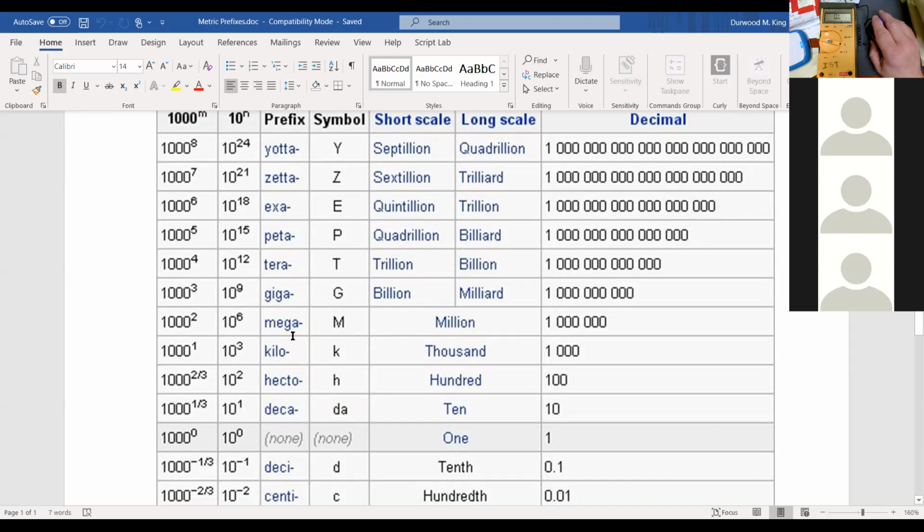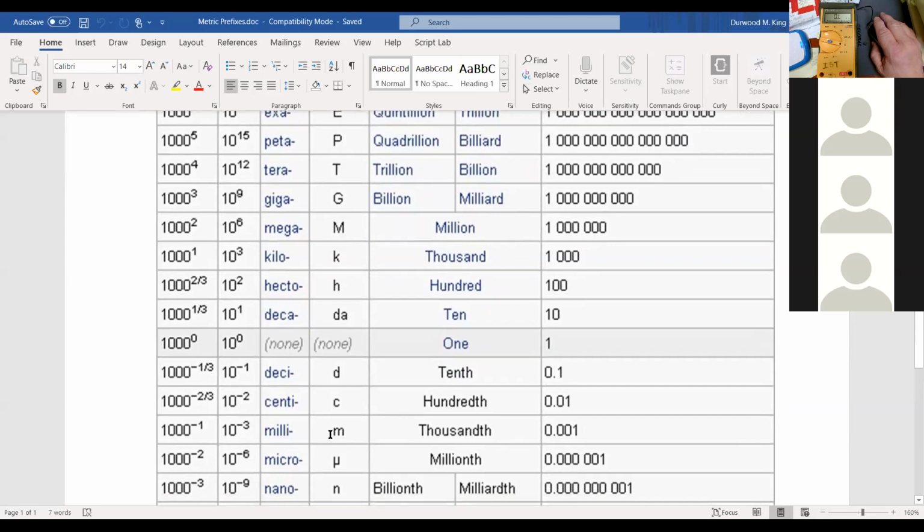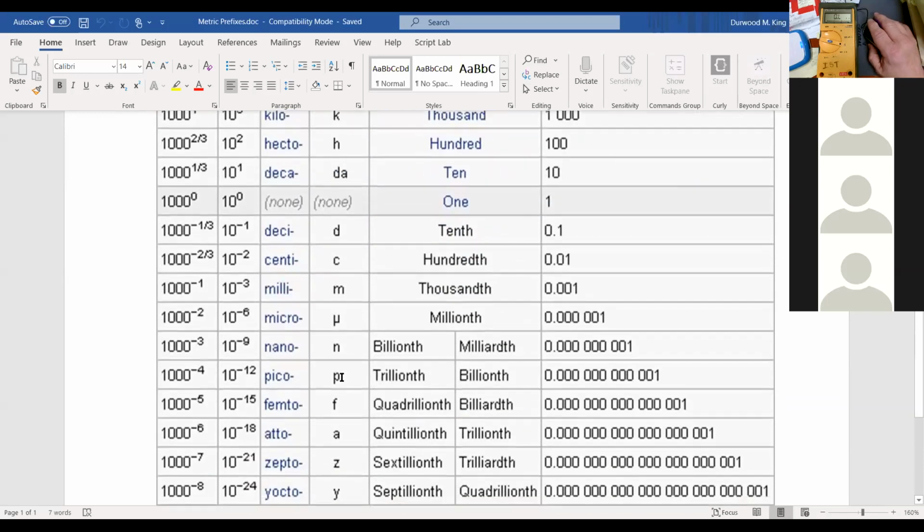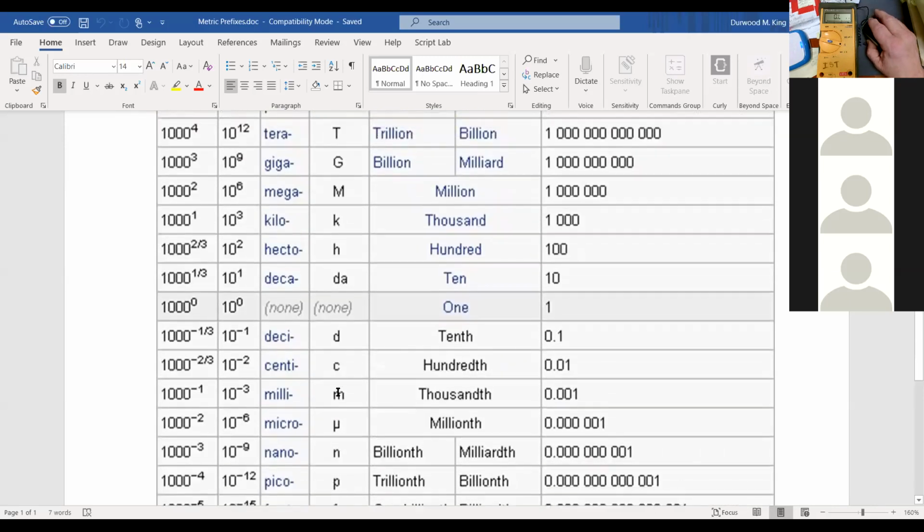So the most popular prefixes that we use in the electrical field would be mega and kilo and milli. The lowercase m is milli, and that means 1,000th of something. So a milliamp would be 1,000th of an amp. Those are the three most popular ones. There are other ones. Micro, nano, and pico are used in measuring very small amounts of capacitance in capacitors.